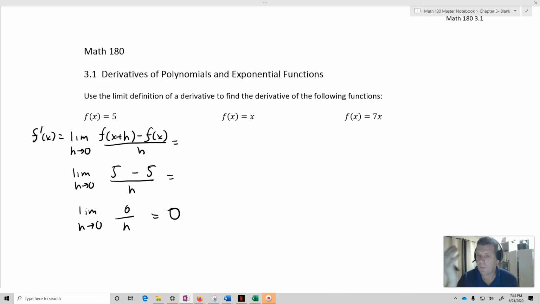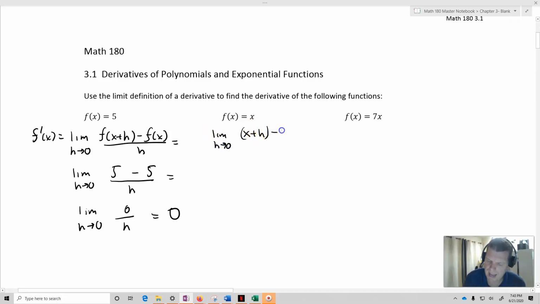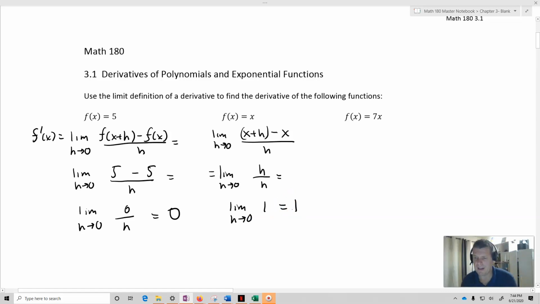Now what about x? That's the next simplest function. So let's take the limit as h approaches 0 of x plus h minus x all over h. This is going to be the limit as h approaches 0 of just h over h, which is just the limit as h approaches 0 of 1, which is simply 1. So the derivative of f of x equals x is just 1. Nice.